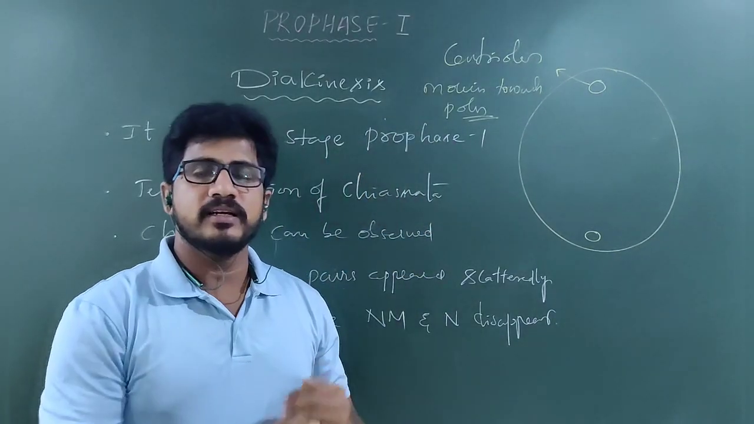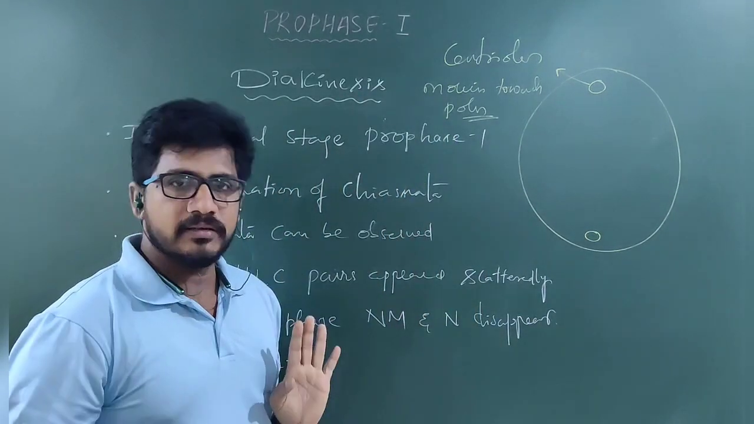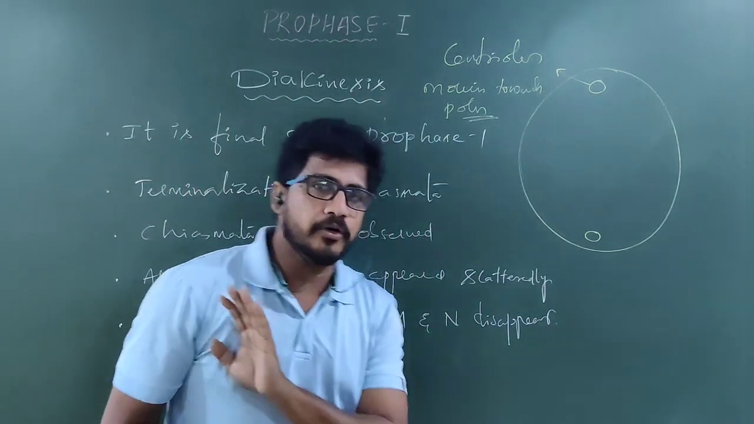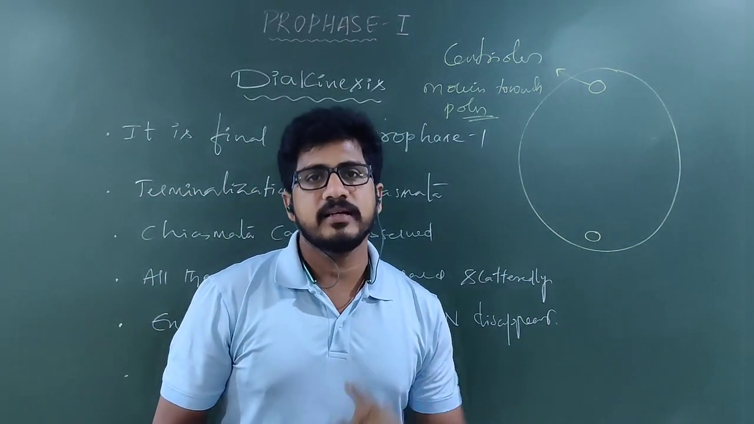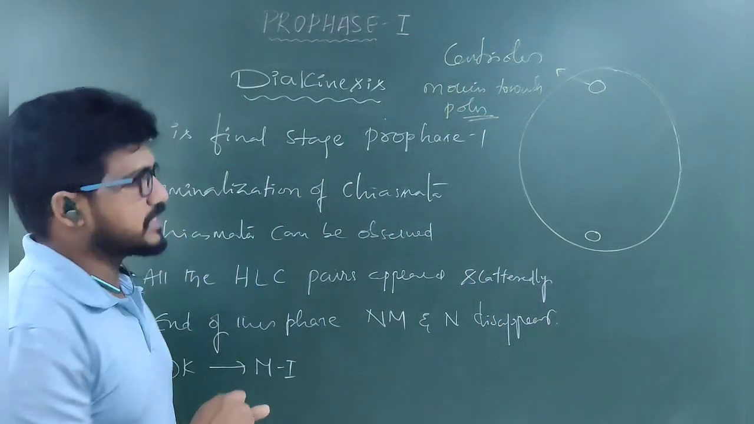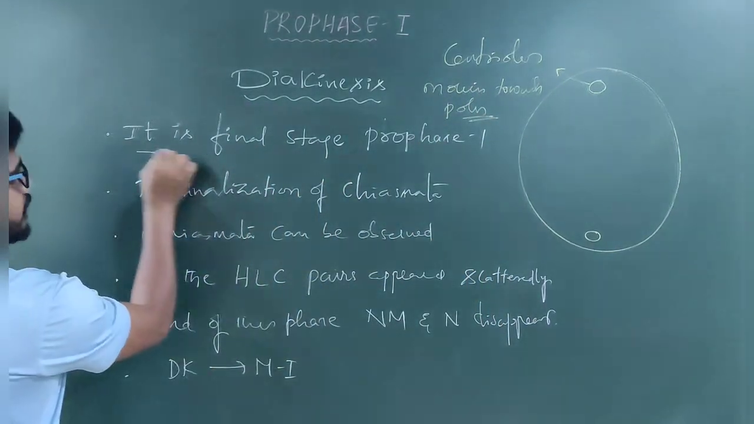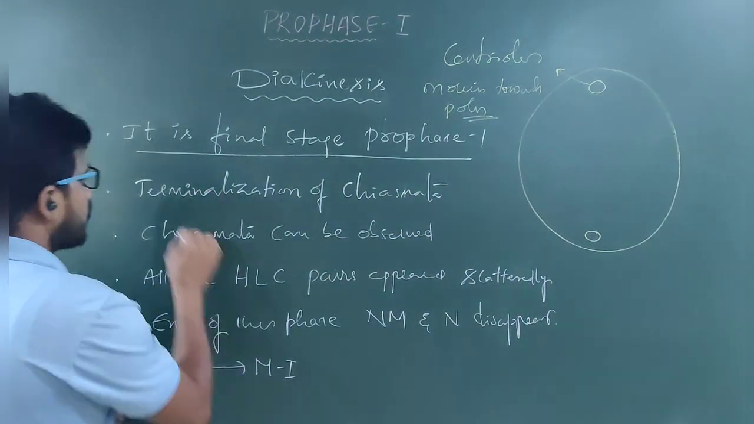But in meiosis, in prophase 1, in the last step, diakinesis, that will happen. Clear? Not in leptotene, zygotene, pachytene or diplotene. Only in diakinesis, centrioles move towards the poles in the case of animals. Clear? It is the final stage of prophase 1, there is no doubt, after all the four.